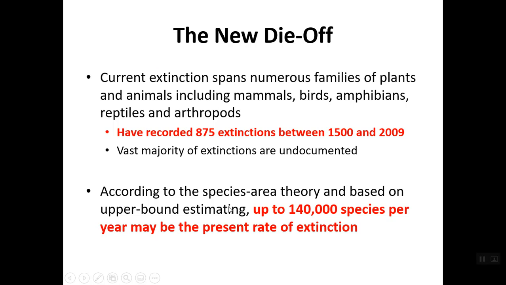So according to the current estimate, up to 140,000 species per year may be the current rate of extinction. 140,000 species per year, most of them because of human activity. Okay.